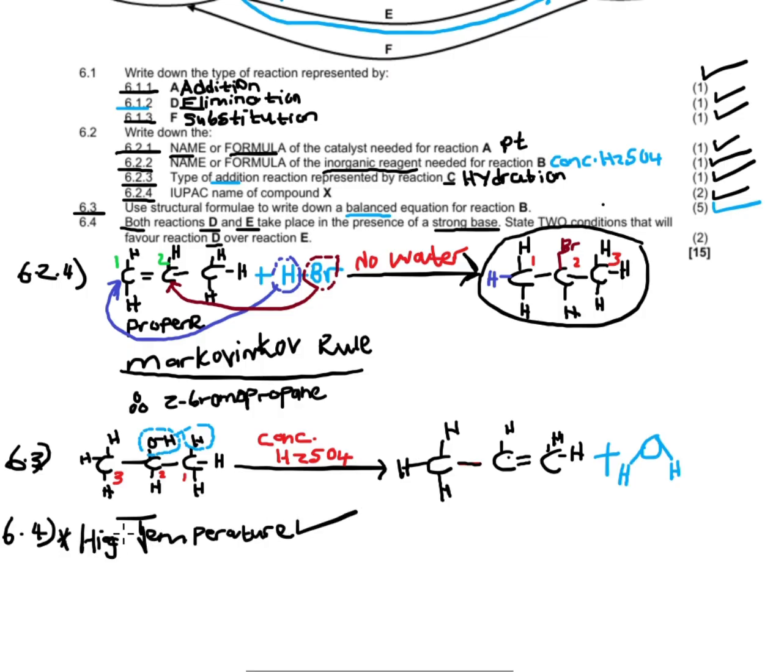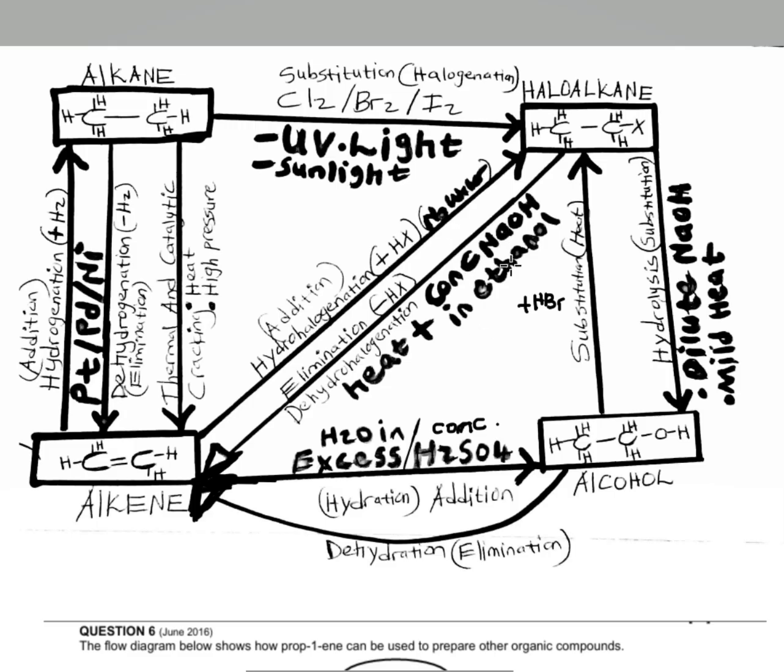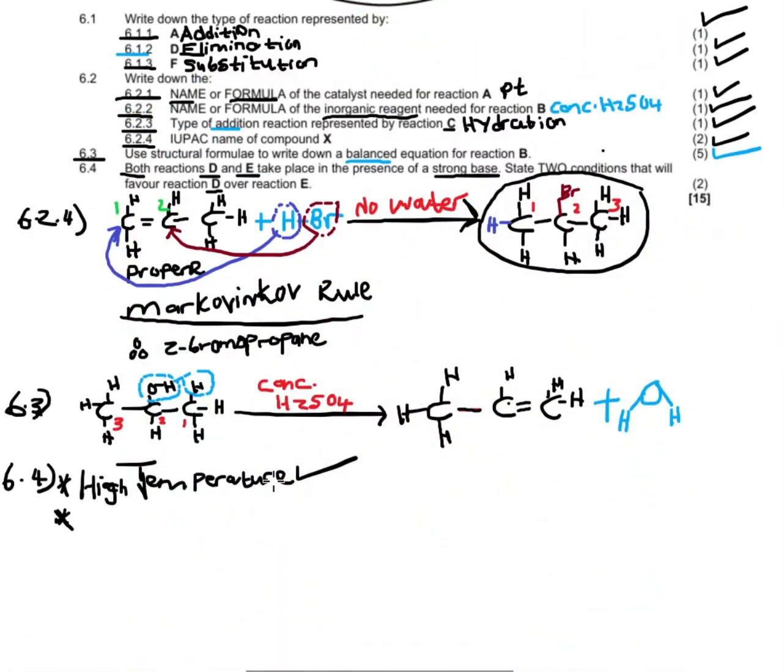That is my high temperature. You'll get 1 mark. And then concentrated strong base in ethanol. That's what I'm going to need. Concentrated strong base or concentrated sodium hydroxide in ethanol. That's the second mark. Guys, you've got 15 marks here.